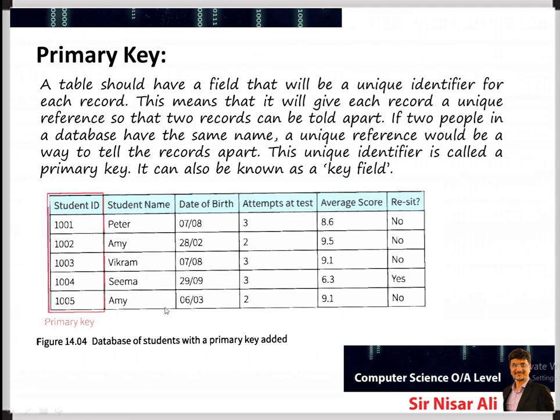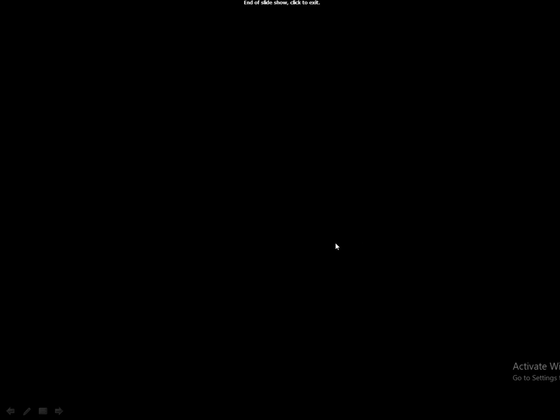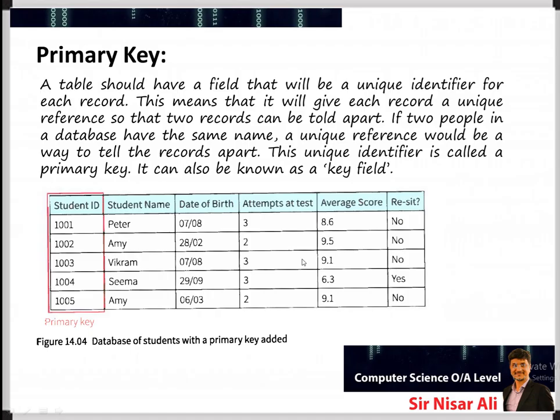In your past papers the question is asked which field you can declare. They will show you a table and ask which field has the potential to become a primary key. So this is about the primary key, and this is all about today's lesson. I'm sure you have got a clear idea of a database, and in the next lesson we will see the past papers.